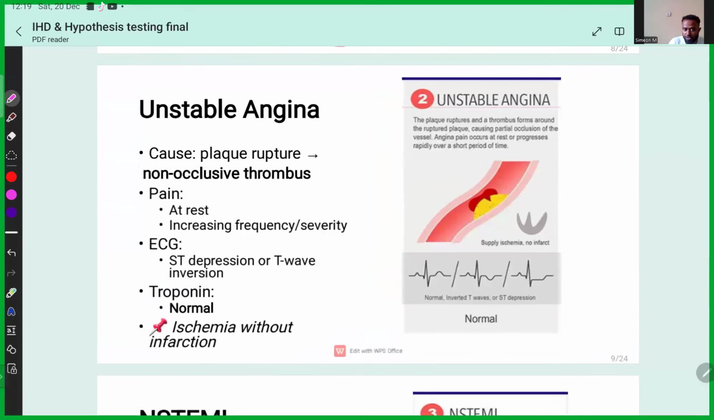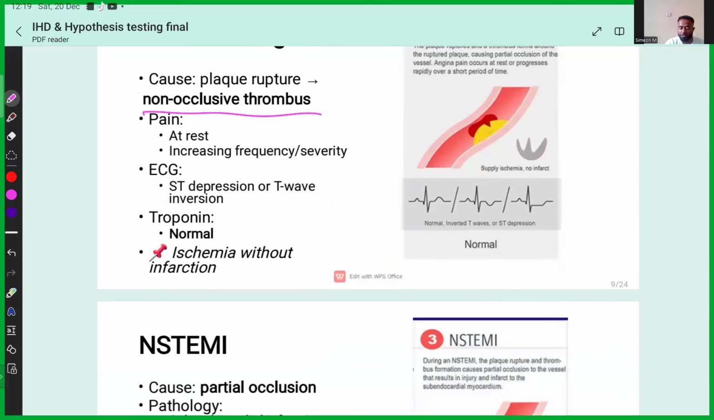Unstable angina is due to plaque rupture, but still there is some blood flow, and it's a non-occlusive thrombus. So how do we differentiate it from stable angina? It occurs at rest, or if the patient has stable angina, this is a new worsening type of pain, more severe and more frequent. On ECG, patients might have ST depression or T-wave inversion, and troponins are normal.